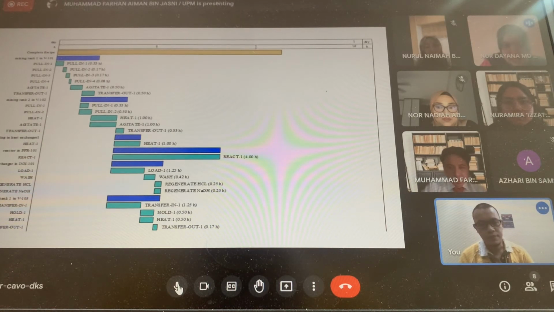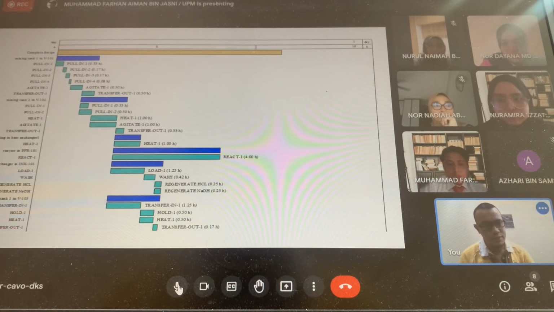At the reactor, at 4 hours. Your reactor is 4 hours. So this is what we call the bottleneck. Okay, you understand? In the plant, we call it the bottleneck, where the longer process is used to produce the product. So can you explain about the process in the reactor, why it takes longer, 4 hours?